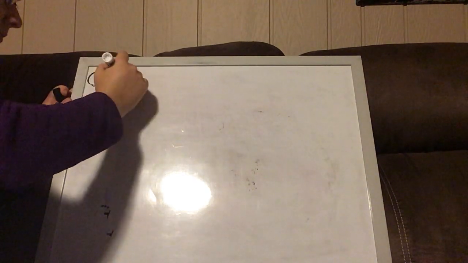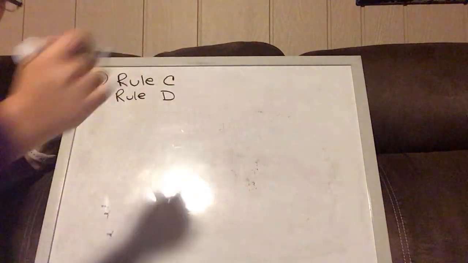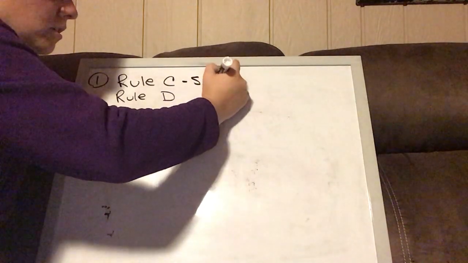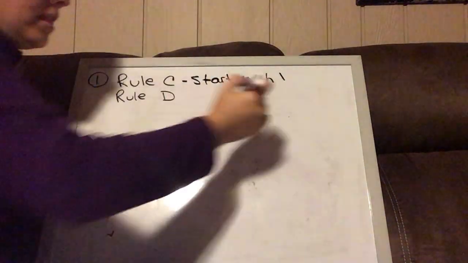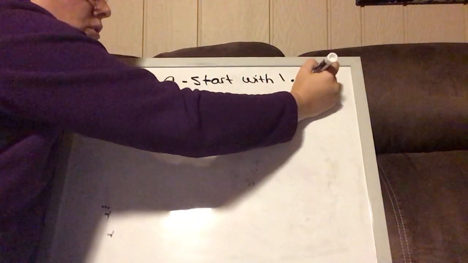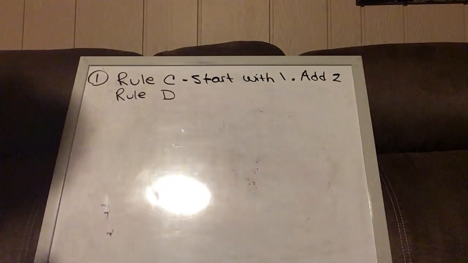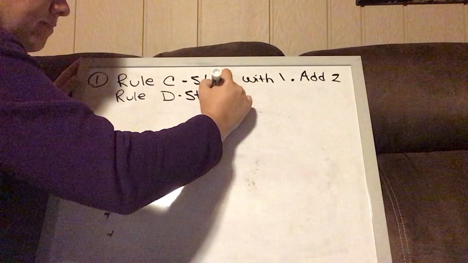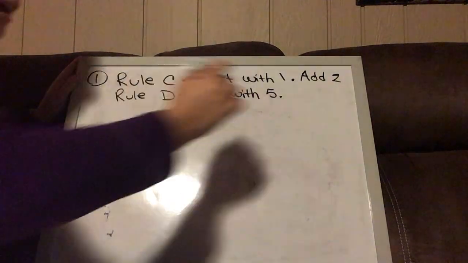So this first one I'm going to give you, number 1, Rule C and Rule D. Rule C is going to say that we are going to start with 1 and then add 2. Rule D is going to say start with 5 and then add 2 also.